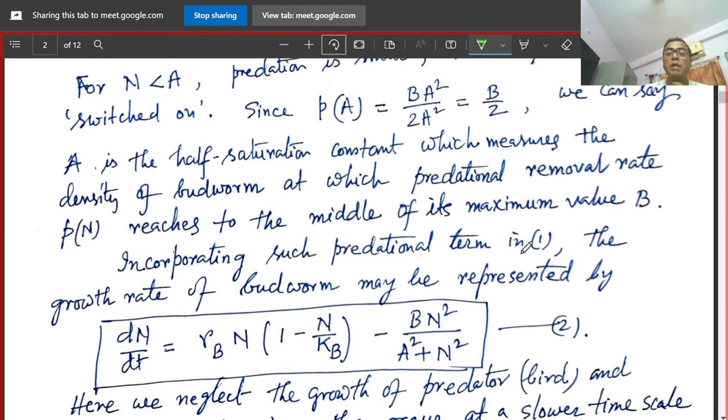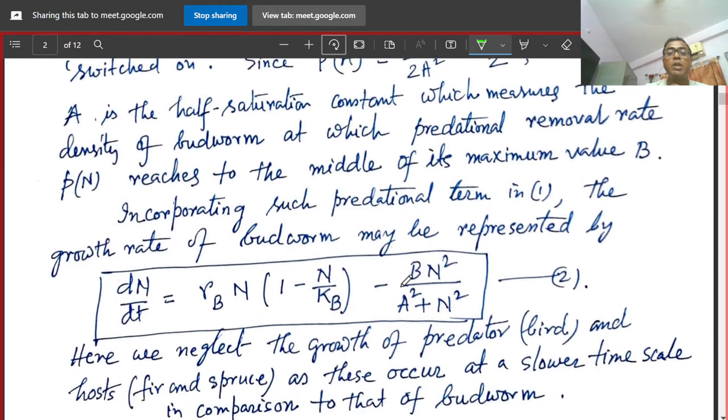Incorporating such a predation term in equation 1, the growth rate of the budworm may be represented by model 2. Here dN/dt is the growth rate, r_b N times (1 minus N by K_b) is the growth function, and minus B N squared by A squared plus N squared is the removal of the budworm by birds. So this is the actual model for this insect outbreak model.